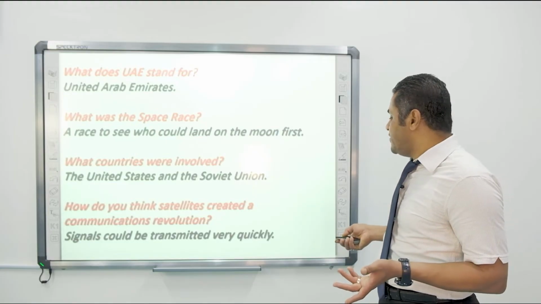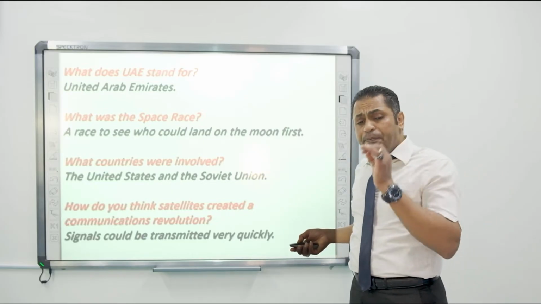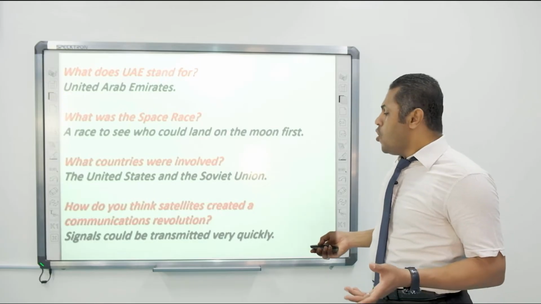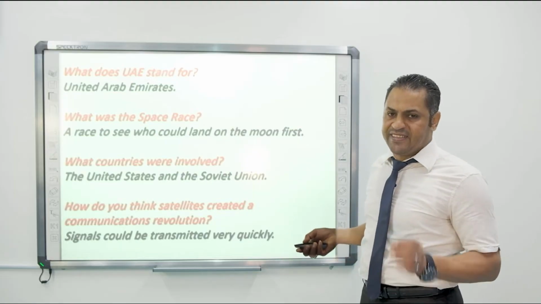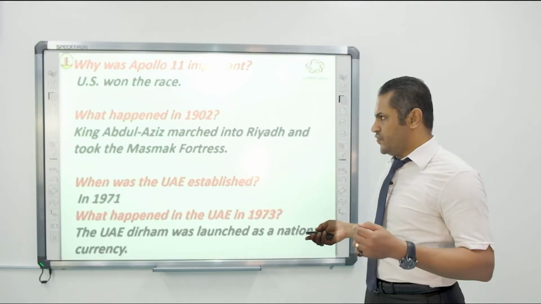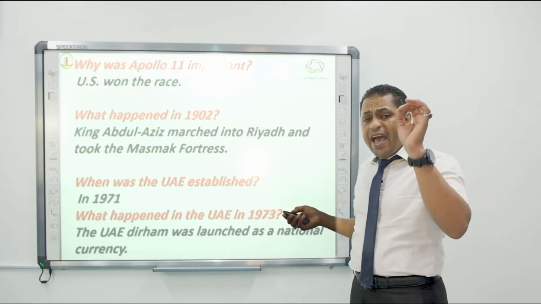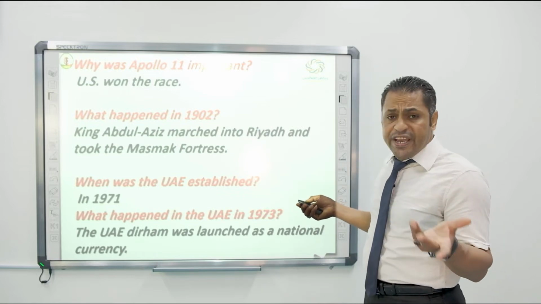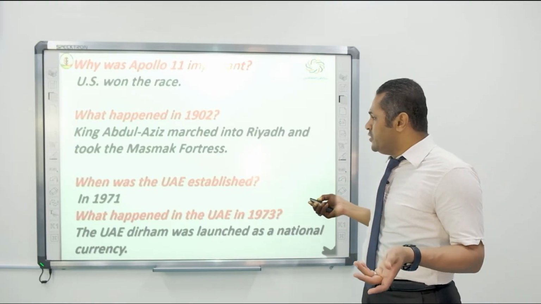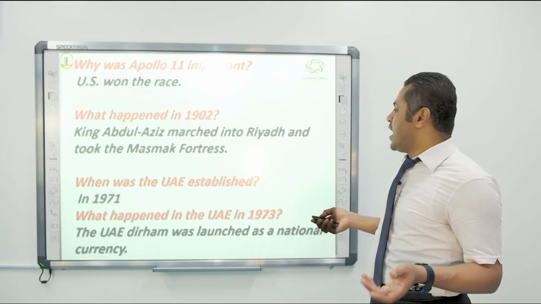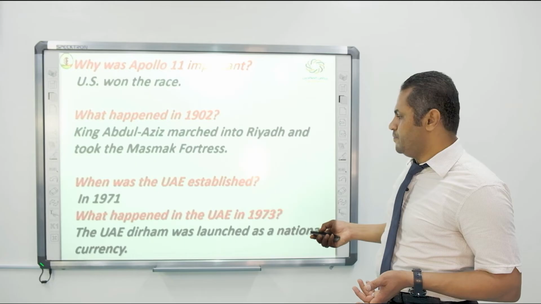How do you think satellites created a communication revolution? Satellites have made a very important revolution in the communication world. Why? Signals could be transmitted very quickly and the world has become a small village. After that, why was Apollo 11 important? Because it confirmed that the US won the race. What race? The space race. What happened in 1902? King Abdulaziz marched into Riyadh and took the Masmak fortress at that date.